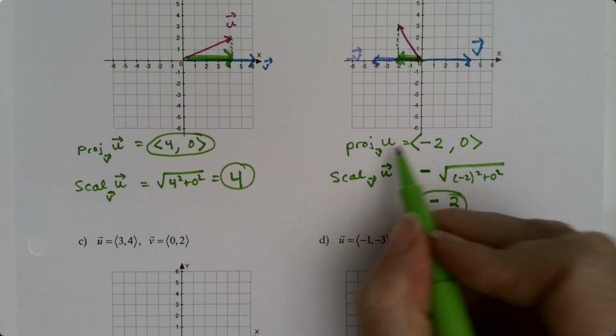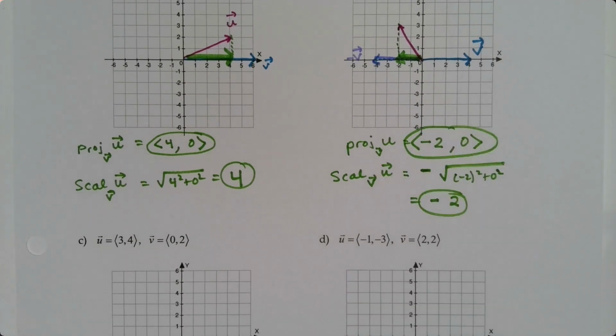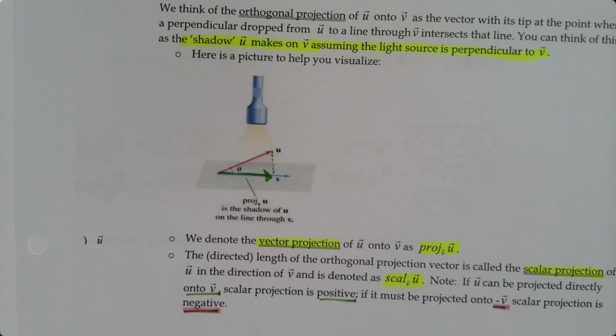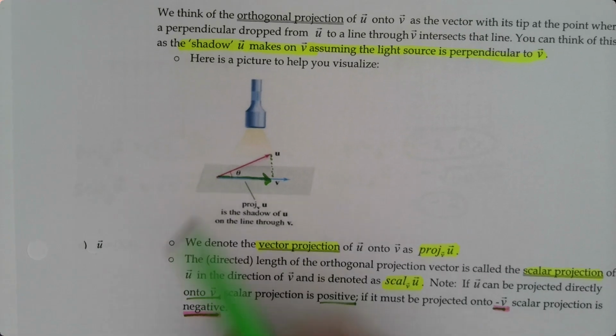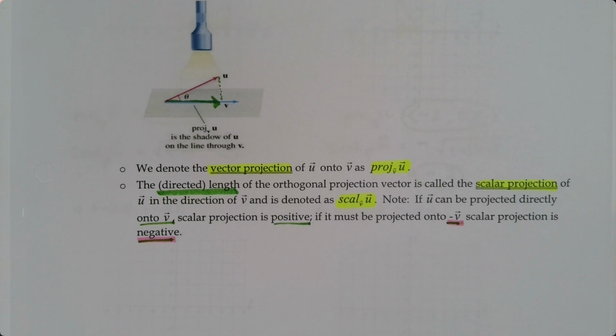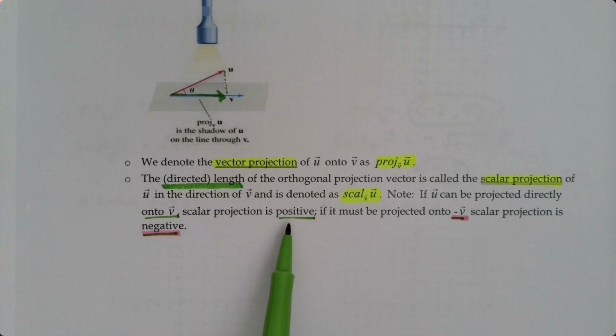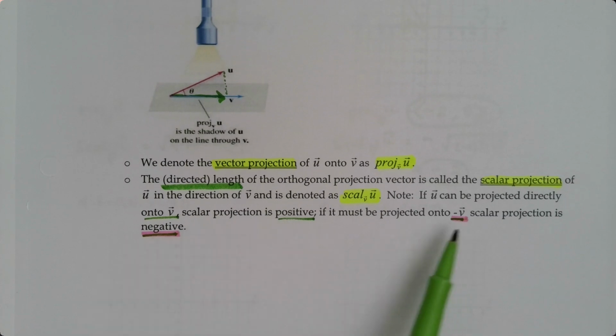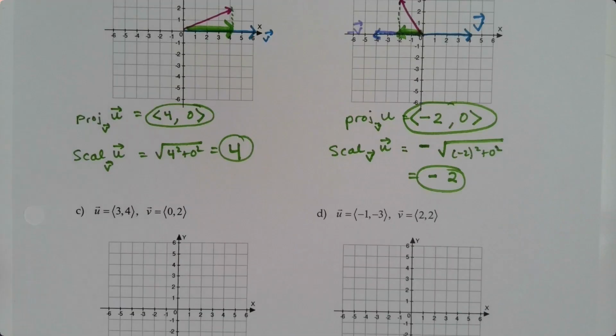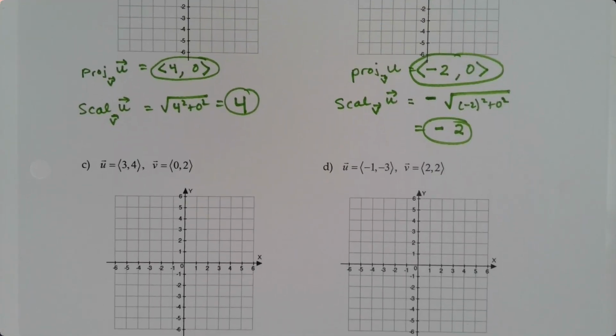So at this point, you have to remember what it said on the previous page, which is that it's a directed length. So it's not just the magnitude. It can have direction. And the directions are either positive if it's going with the v, or negative if it's going with negative v. In this case, it's going with negative v. So that makes it negative 2.